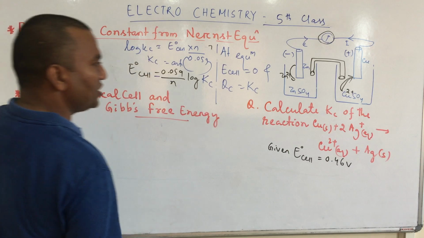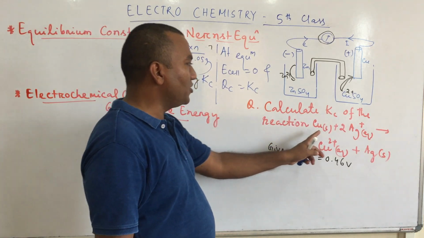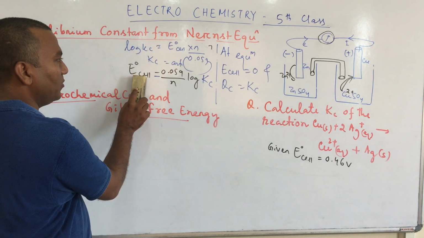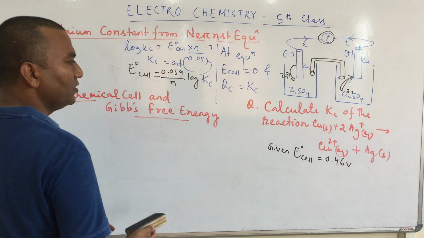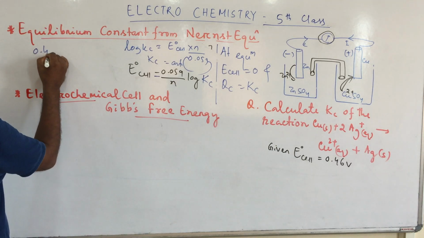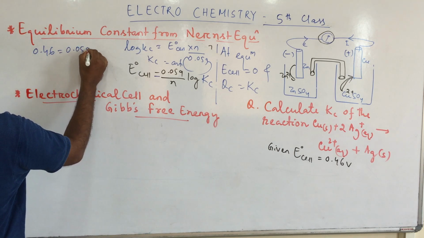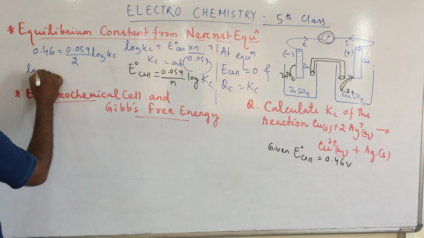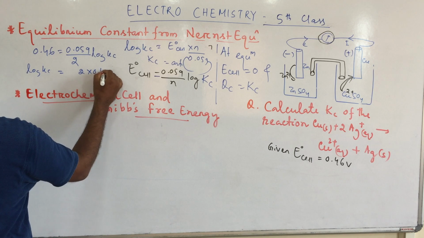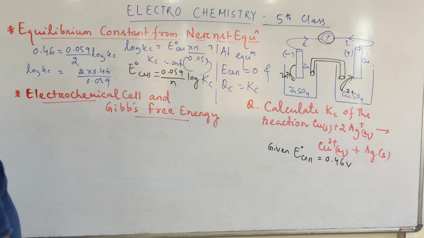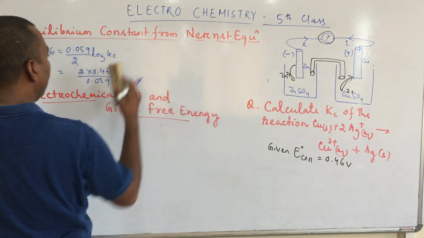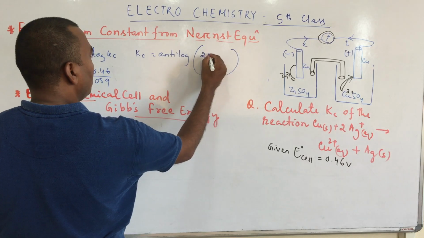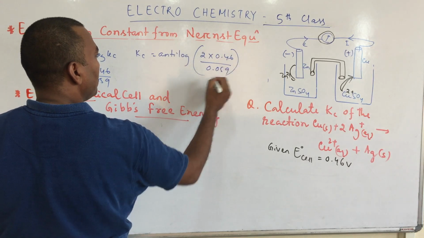Here the question is given: calculate the Kc for this reaction. The reaction is copper solid plus 2Ag+ gives Cu2+ plus 2Ag. And E naught cell is given, and the question is asking to find Kc. So how can you solve it? Here we directly put 0.46 volt equals 0.059 by n, n is 2, into log Kc. Then log Kc equals 2 into 0.46 divided by 0.059. Then Kc equals the antilog of this term, 2 into 0.46 divided by 0.059.